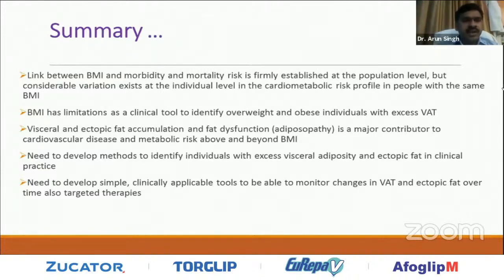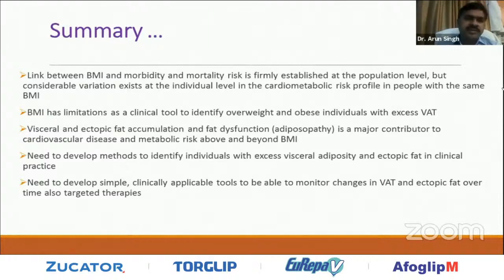And visceral and ectopic fat accumulation and fat dysfunction, which is collectively called adiposopathy, is a major contributor to cardiovascular disease and development of metabolic abnormalities. And this risk is above and beyond the risk due to excess of BMI. There's need to develop simple methods to identify individuals with excess of visceral adiposity or adipocyte dysfunction and ectopic fat in clinical practice.